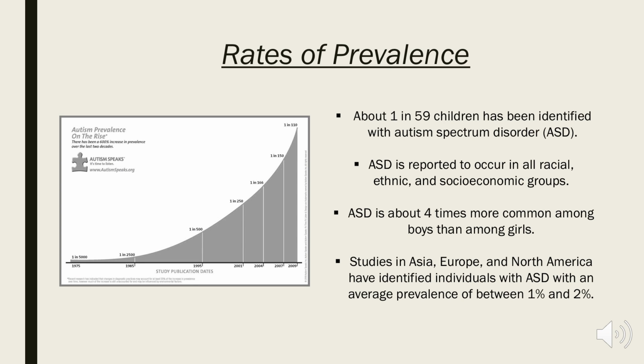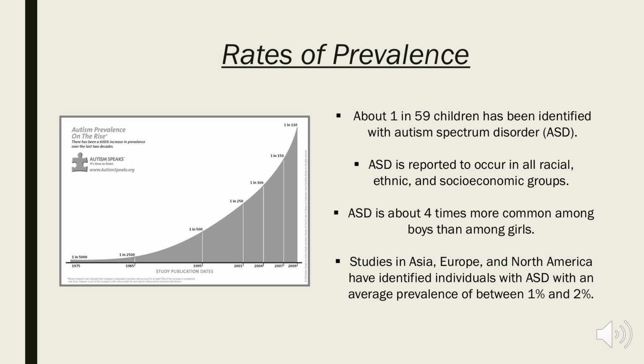According to the CDC, data from 2014 suggested that about 1 in 59 children has been identified with autism spectrum disorder, according to estimates from the organization's Autism and Developmental Disabilities Monitoring Network. ASD is reported to occur in all racial, ethnic, and socioeconomic groups. ASD is about 4 times more common among boys than girls.